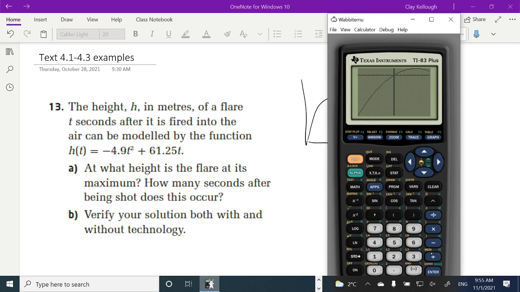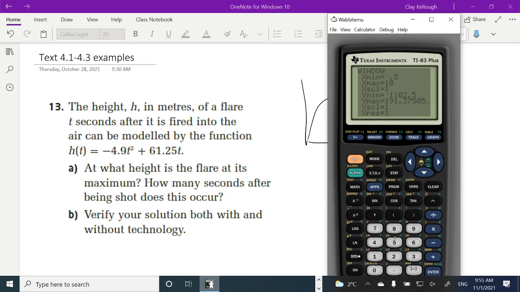Now I know roughly where the graph is. So now I'll go to the window and I'll play with it myself. So the window, I obviously don't need to go to negative anything. Having said that, I actually don't like looking at these graphs and having my axis right on the edge of the screen. So I'll give it a little bit of negative, like negative 0.5 or something.